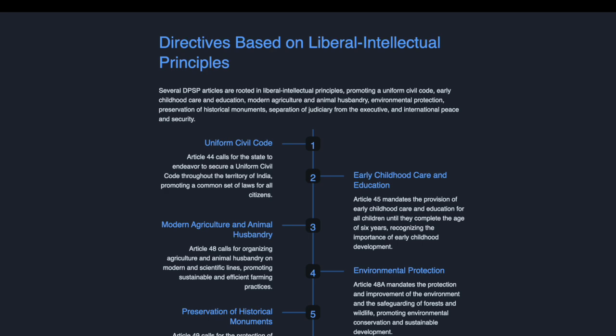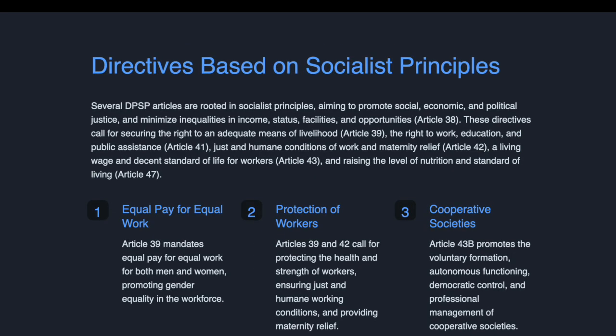They are classified based on socialist, Gandhian, and liberal intellectual principles to be precise. So first we will see socialist principles which are guiding certain directive principles of state policy. There are mainly three. The first is equal pay for equal work, which is mentioned in Article 39. Then second is protection of workers, which is mentioned in Article 39 and 42, which says that ensuring just and human working condition and providing maternity relief.